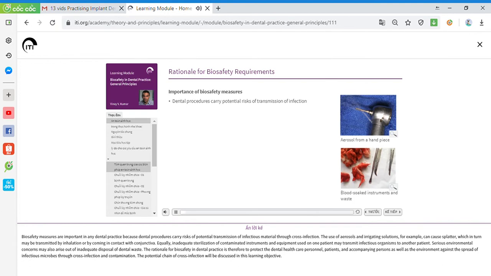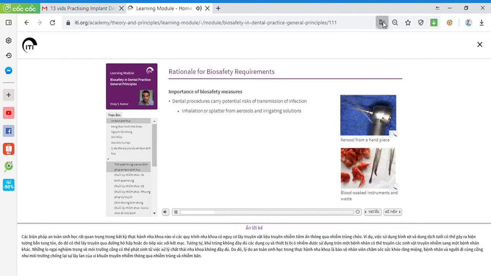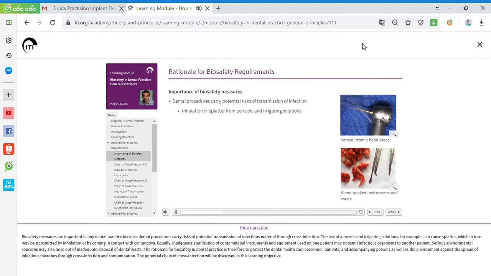Biosafety measures are important in any dental practice because dental procedures carry risks of potential transmission of infectious material through cross-infection. The use of aerosols and irrigating solutions, for example, can cause splatter, which in turn may be transmitted by inhalation or by coming in contact with conjunctiva. Equally, inadequate sterilization of contaminated instruments and equipment used on one patient may transmit infectious organisms to another patient. Serious environmental concerns may also arise out of inadequate disposal of dental waste.